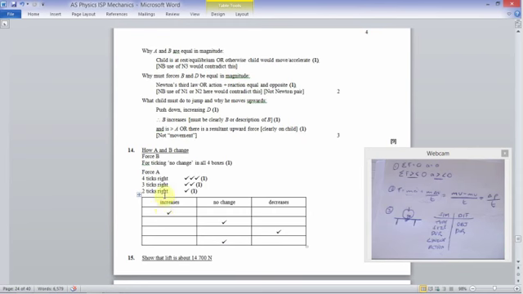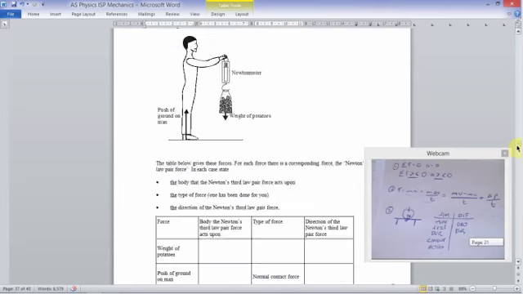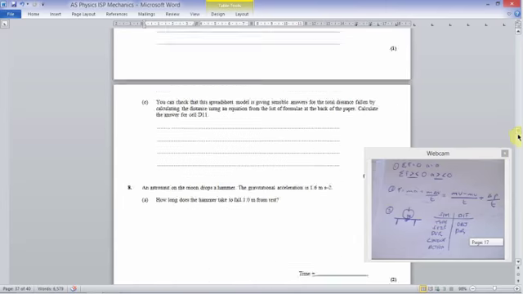So remember, A is going to increase. So we've got an increase and a decrease in the columns over here, showing how forces A and B change. So for force B, you tick no change in all 4 boxes. So force B will never change. If you look at force B, you've got to think about what it actually is.